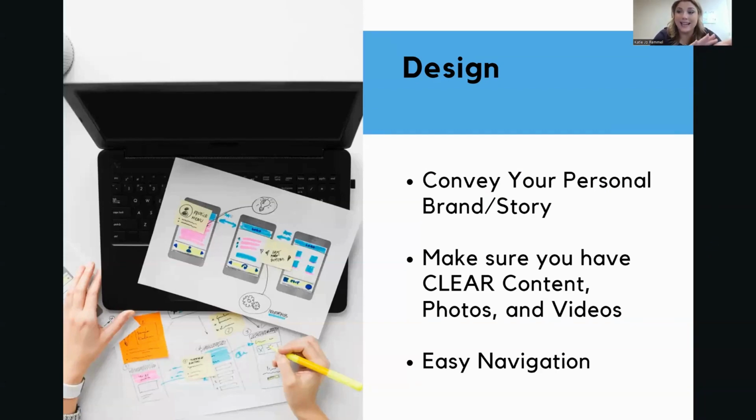So the first thing I want to talk about is design. Everybody right now, if you're using a Keller Williams site, we get a general site that everybody has similar capabilities, but it comes down to the customization. You don't want to just fill it with a bunch of stuff. You want to make sure you're conveying your personal brand or story that's specific to you, that will make you stand out in the crowd compared to the other agents that are not only with Keller Williams, but with other real estate companies as well. You want to make sure you have clear content, photos, and videos.